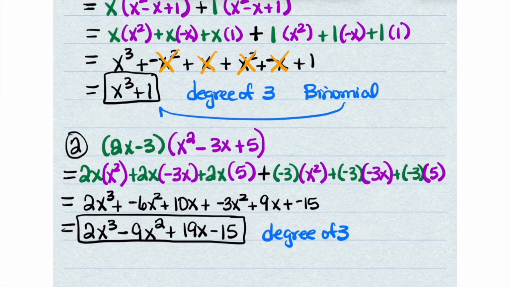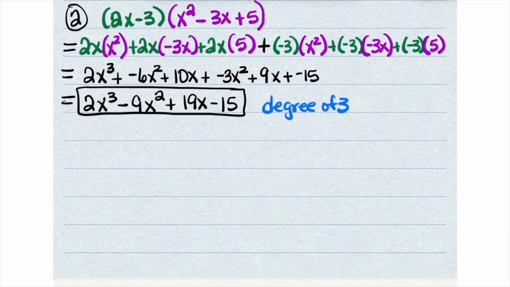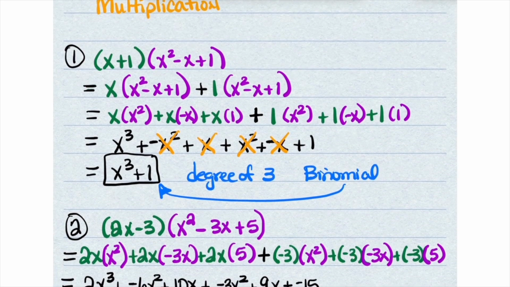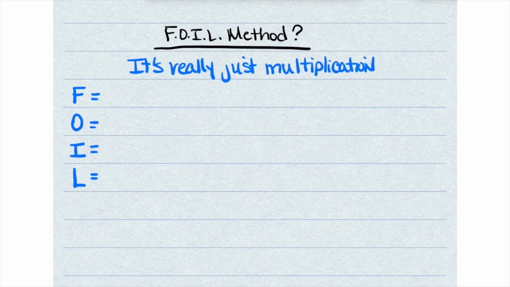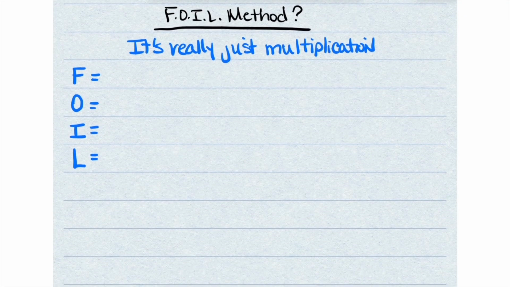Okay. That's a binomial with a degree of 3. And this is a polynomial with a degree of 3. Easy? Okay, cool beans. Now, everyone's favorite, the FOIL method. At the end of the day, the FOIL method is just multiplication.